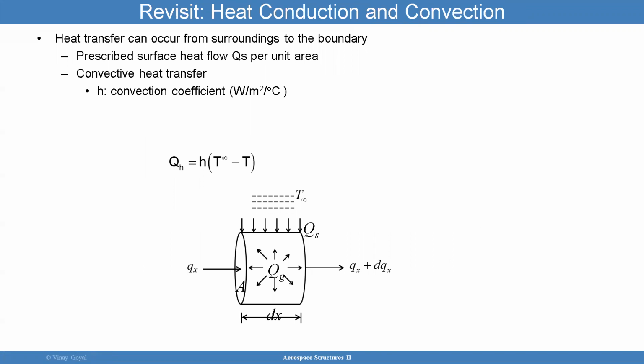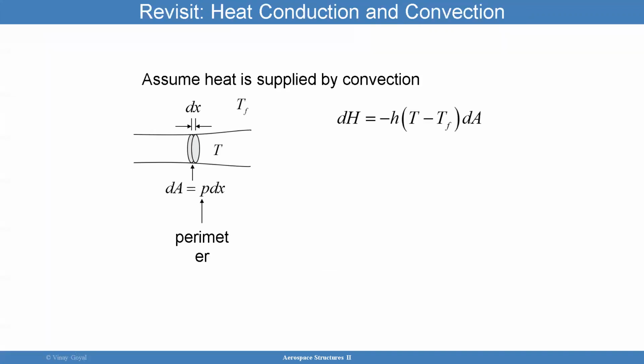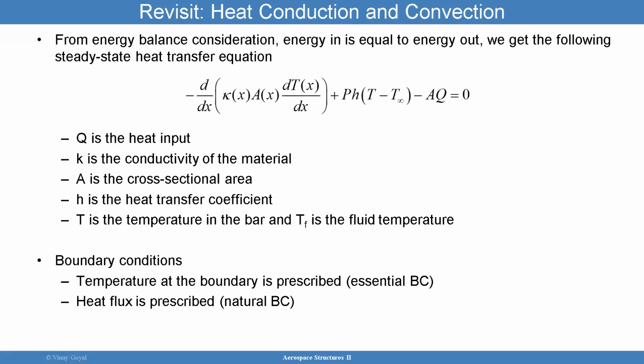So just to summarize, heat transfer can occur from the surroundings to the boundary, and I already covered that. The convection coefficient typically has these units of energy, and then area, and then temperature. So those are the things you're going to be seeing moving forward. We covered that, and I can even add more terms in case I have radiation or something else.